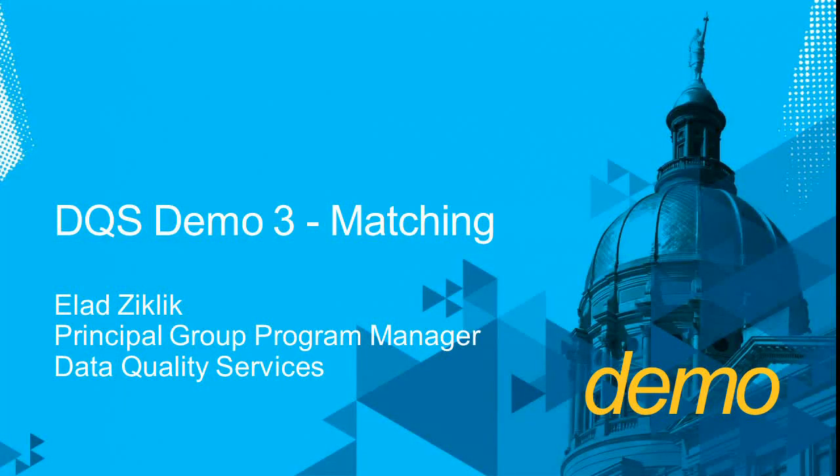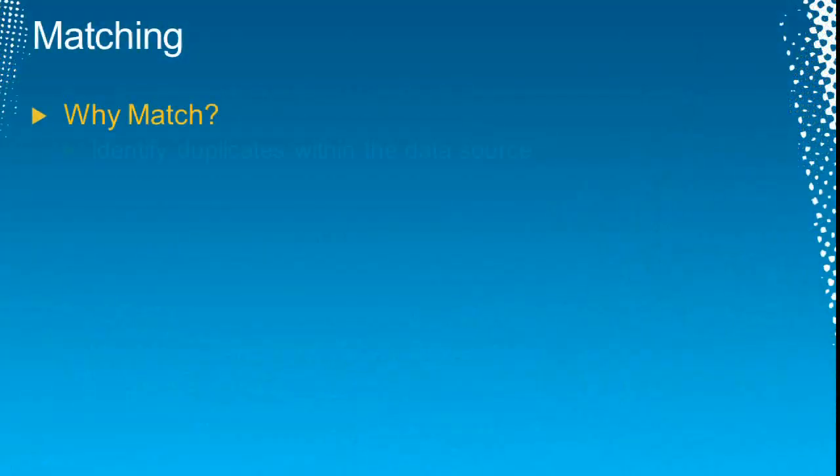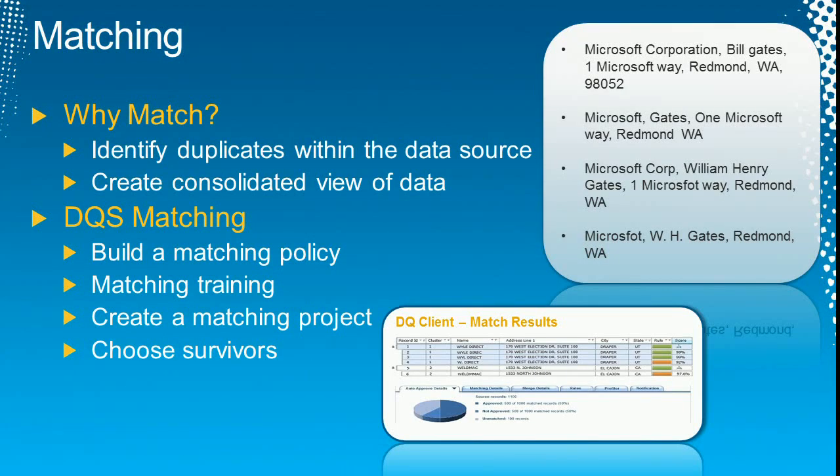So what did we see? We saw matching. We saw a process in which we built a matching policy. We trained it. We started with a rule that was not good enough. We trained it to enhance it. We created a matching project around there. And a step that I skipped over, we chose the survivors. I could have let the system choose which records of this cluster I should keep as my survivor.